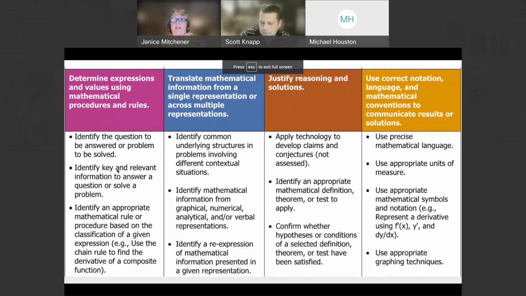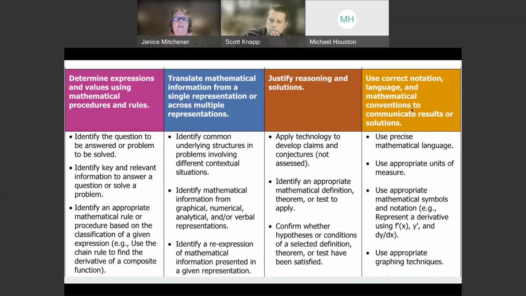I just want to start with thinking about our practices that not only we think about in calculus, but we think about in all classes. And some of the practices we are hitting tonight is identifying a re-expression of mathematical information presented in a given representation, which was huge in Scott's, all of his factoring and redoing all those. Applying technology to develop claims and conjectures. That is not an assessed item on the AP exam, but boy, does that ever help students learn through all that technology that we're using.